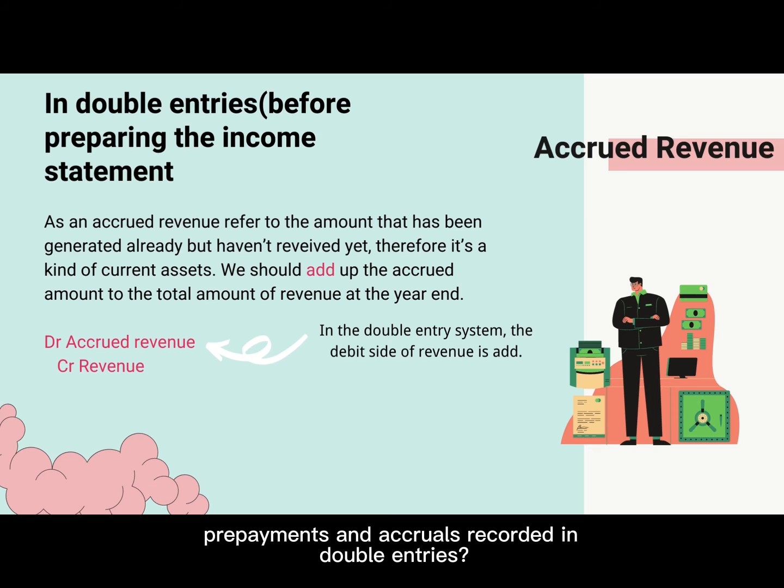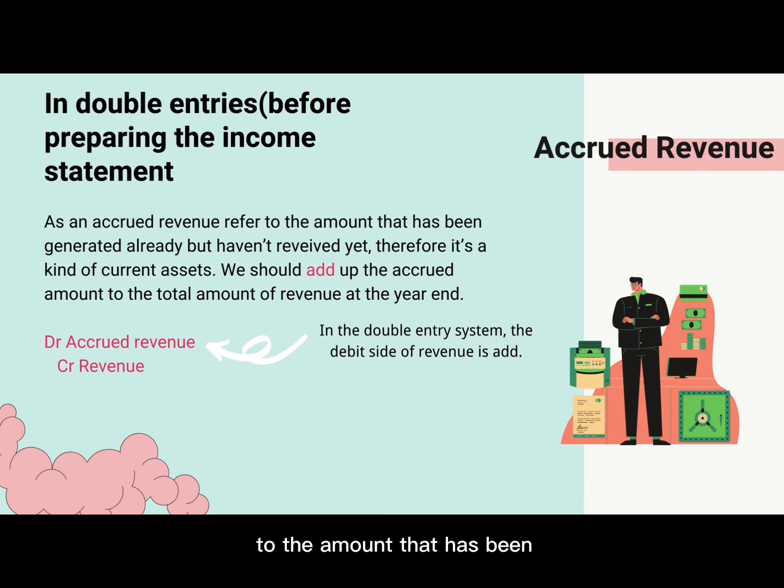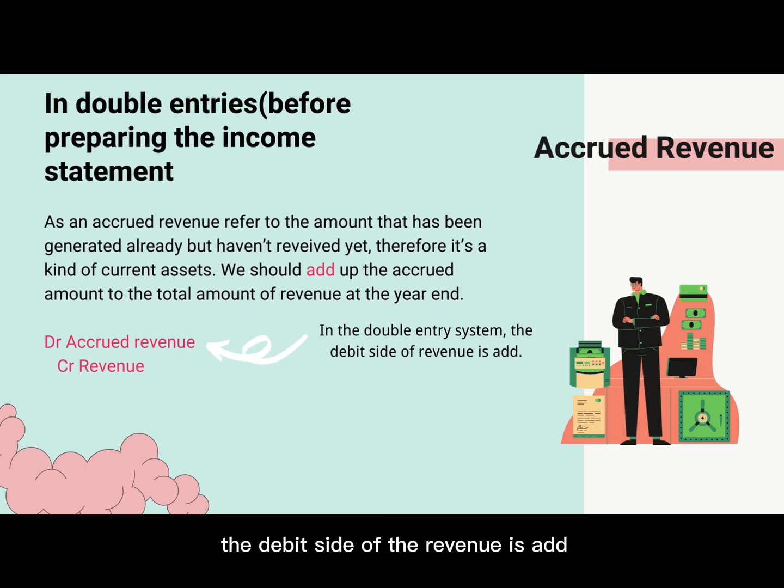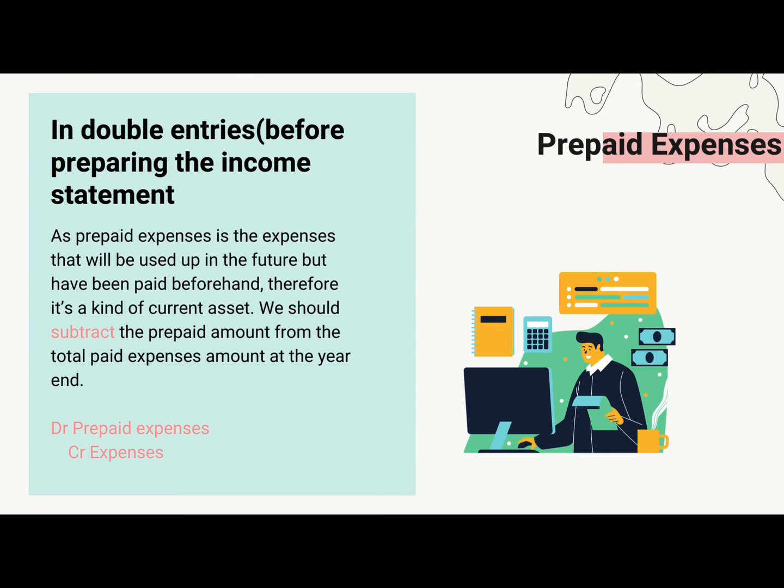Where are prepayments and accruals recorded in double entries, which are done before preparing the income statement? As accrued revenue refers to the amount that has been generated already but hasn't been received yet, it is a kind of current asset. We should add the accrued amount to the total amount of the revenue at year end. In a double entry system, the debit side of the revenue is added. As prepaid expenses are the expenses that will be used up in the future but have been paid beforehand, they are a kind of current asset. We should subtract the prepaid amount from the total paid expenses amount at the year end.